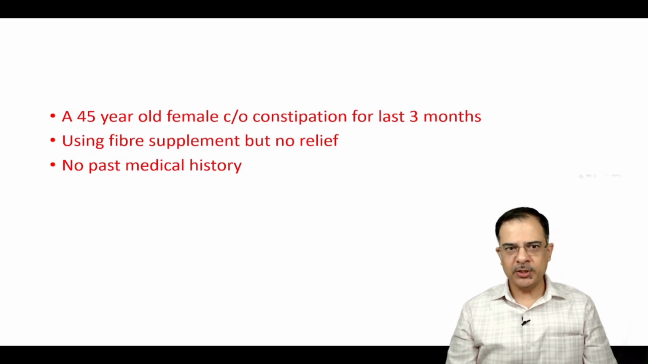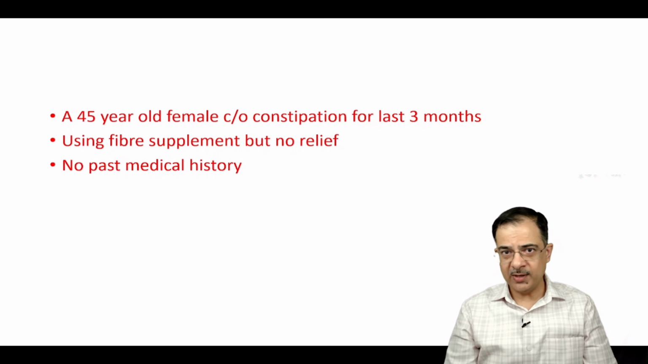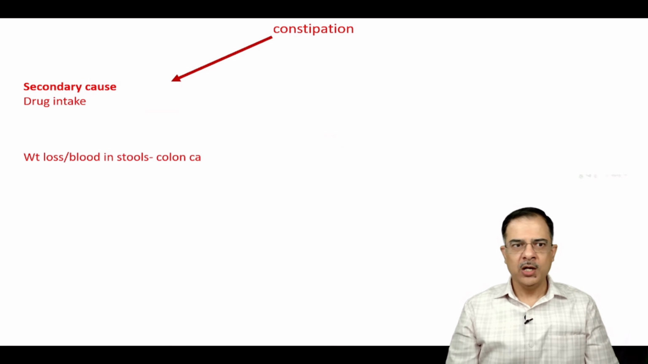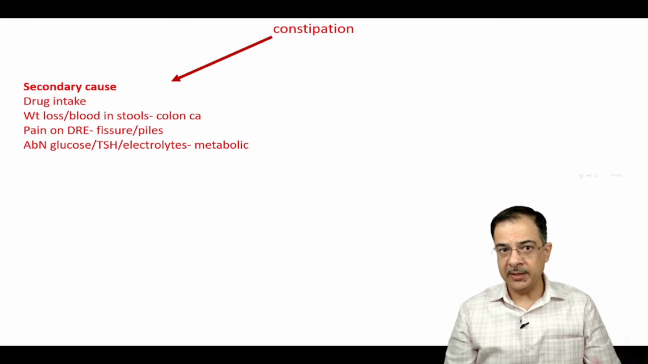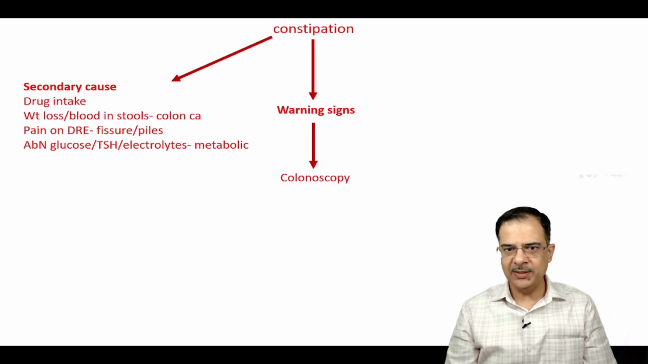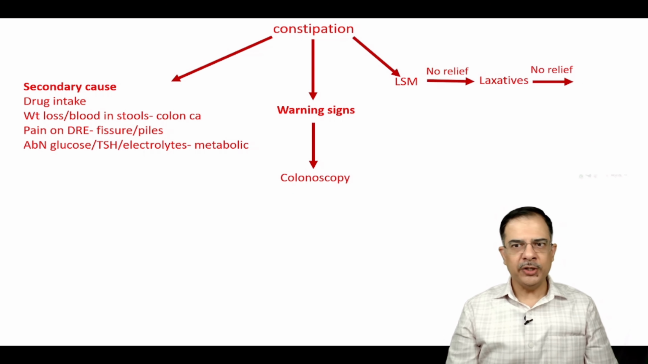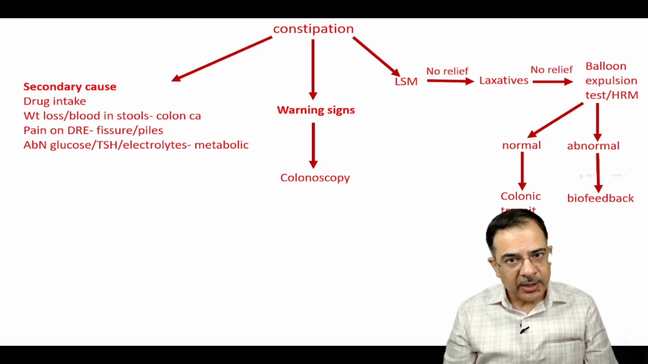A 45-year-old female, constipation for 3 months, using a fiber supplement. There was no relief, no past medical history. So then we look at this flow chart. In this flow chart, we ask the history about drug intake and any weight loss and any abnormality in the lab tests. So there was no abnormality, there were no warning signs in this patient, but the patient gave a history of drug intake. The patient was taking calcium supplements.